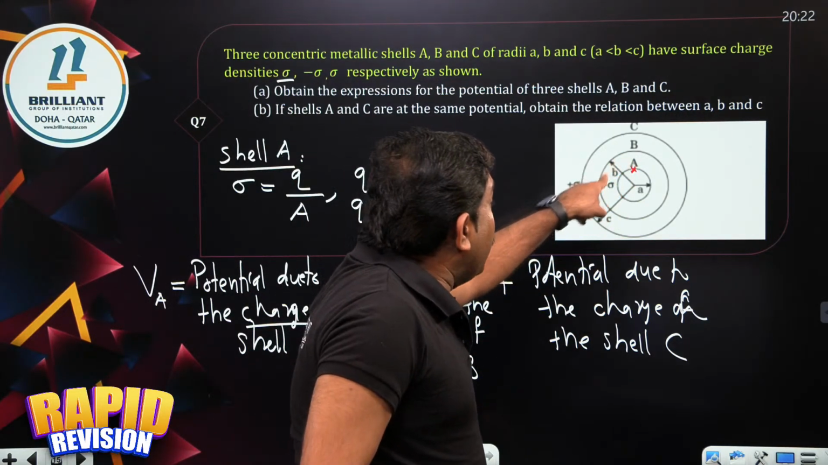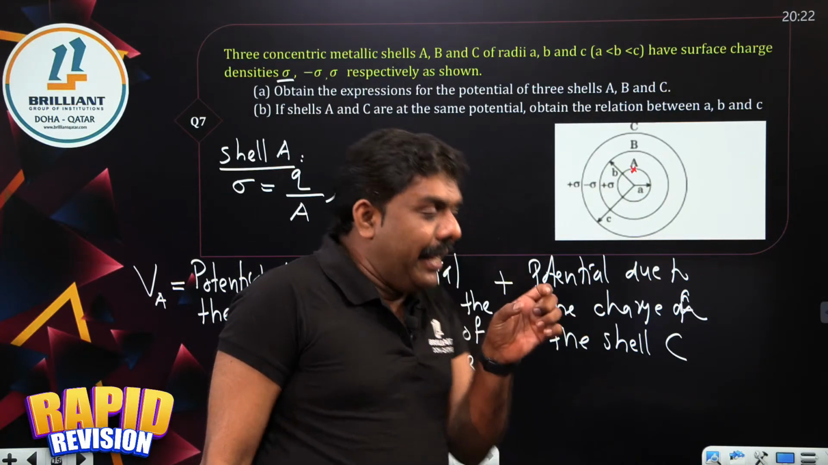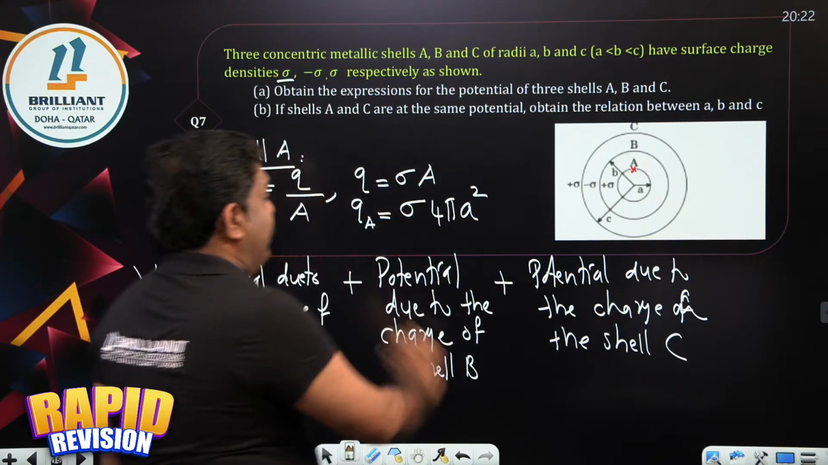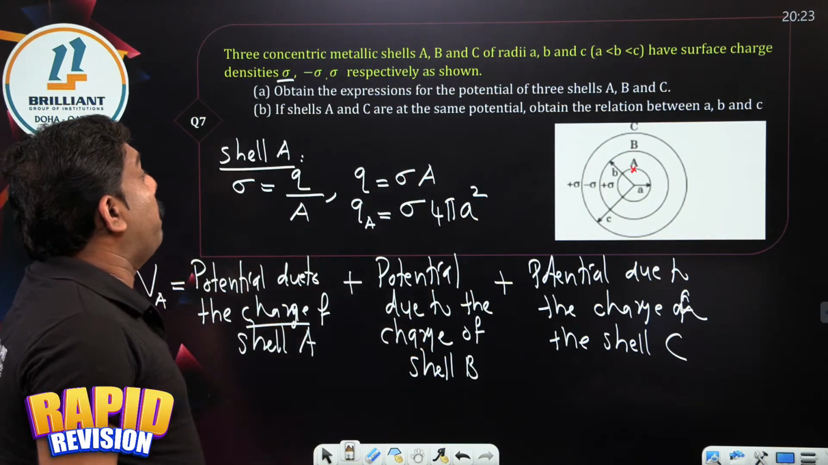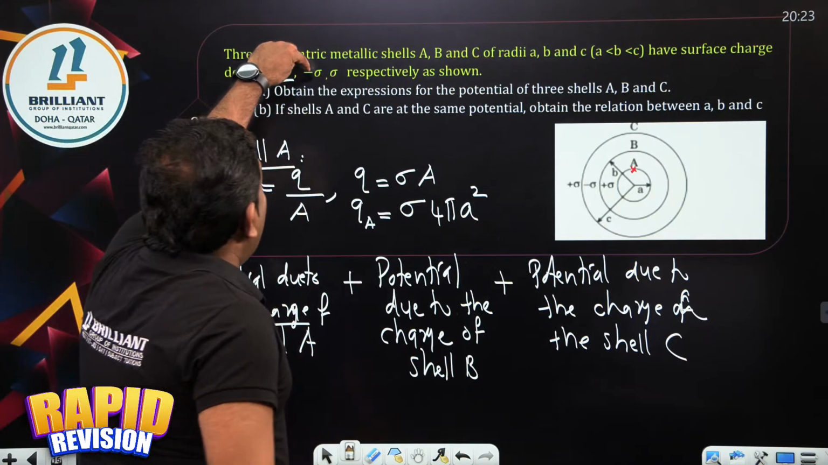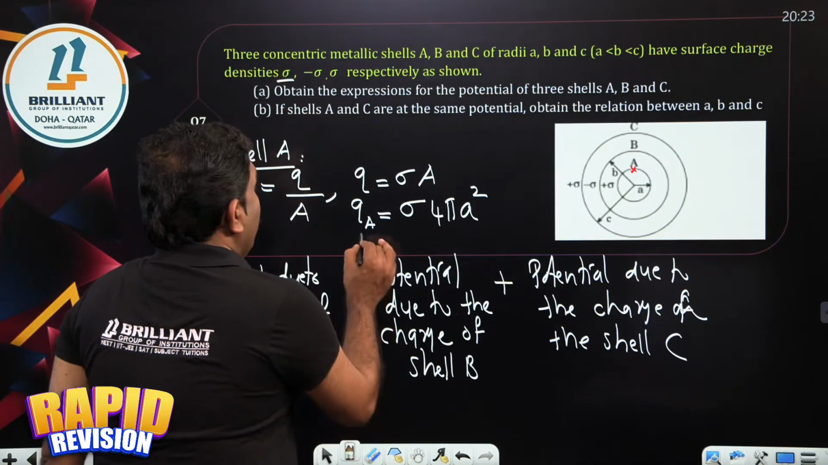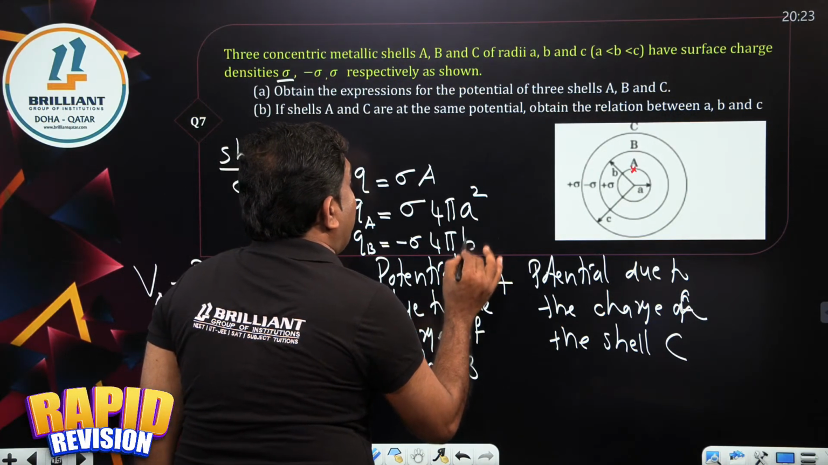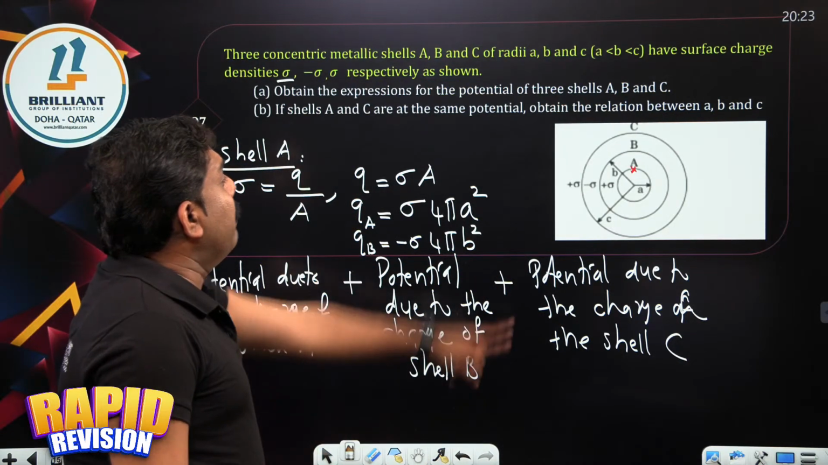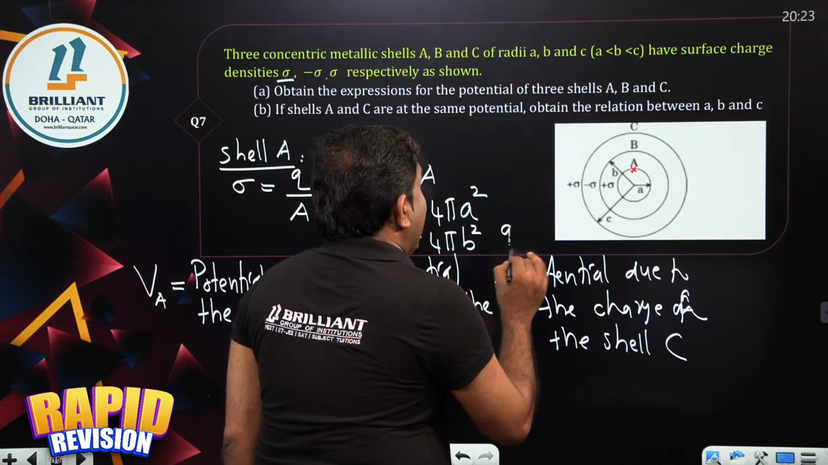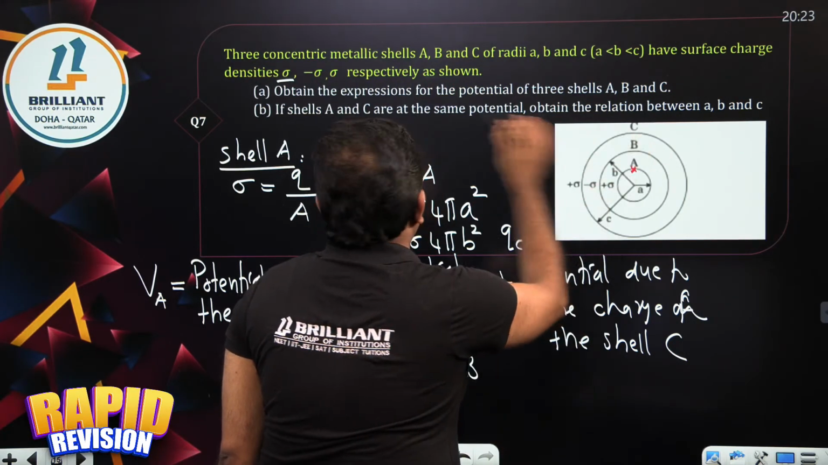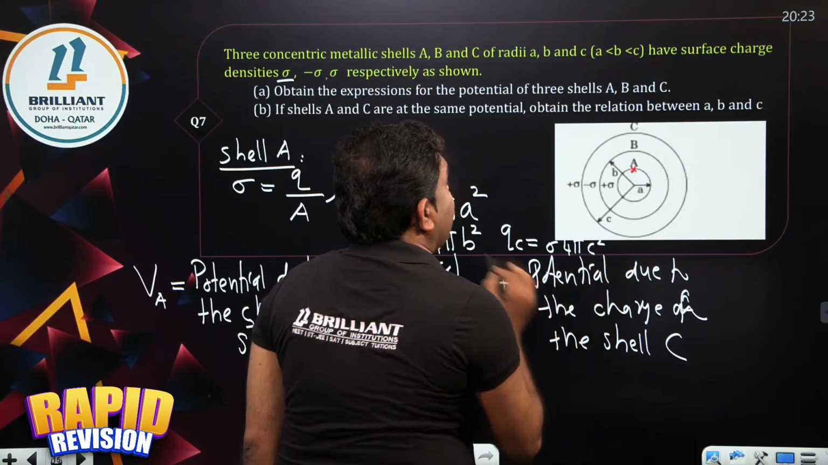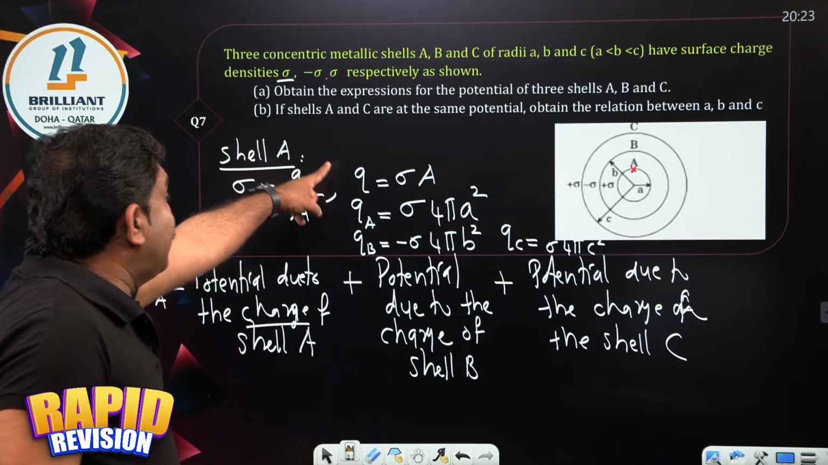the surface area of the shell A. Its radius is A. So the surface area will be 4 pi A square. So QA is sigma 4 pi A square. See the question, for the second shell it is minus sigma. So QB will be minus sigma into 4 pi B square. Now we have QC, the charge on the shell C. That is equal to, sigma is already given, so I can write sigma into 4 pi C square. So we have all three charges now.